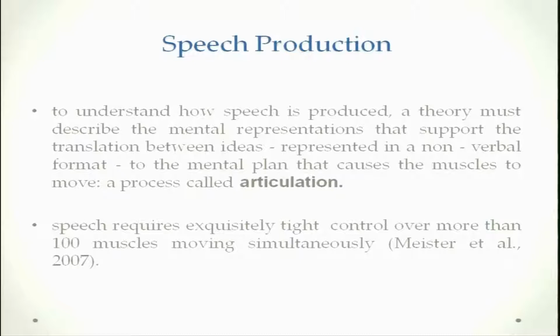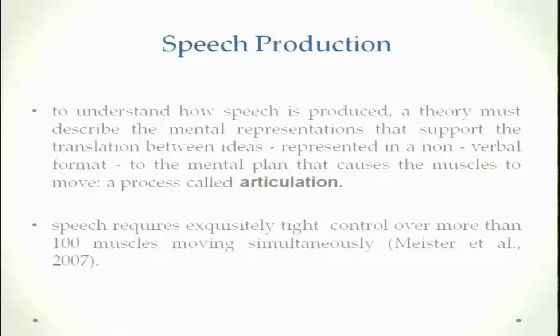To understand how speech is produced, one should have a theory describing the mental representations that support the translation from the idea to the sound. So how do you take something that is non-verbal, an idea, and bring it to a format that is verbal? The mental plan that causes the muscles to move, the vocal apparatus to start moving, is referred to as articulation. Speech requires exquisitely tight control over around 100 muscles in your vocal tract, the lips, the teeth, the tongue, the vocal cords, all of that.